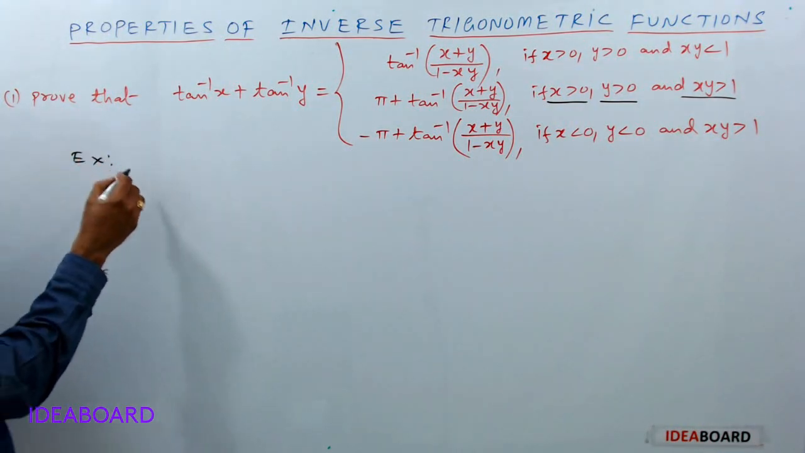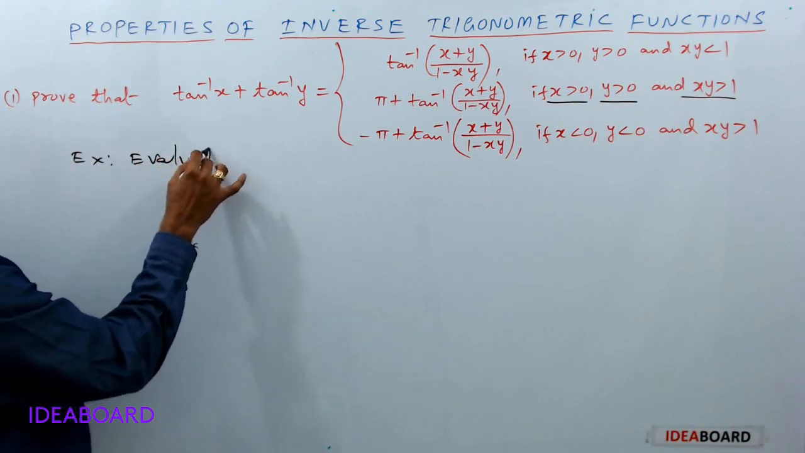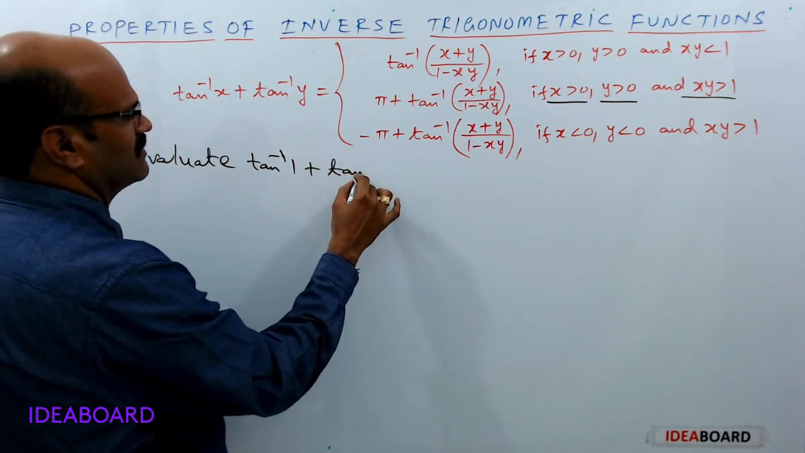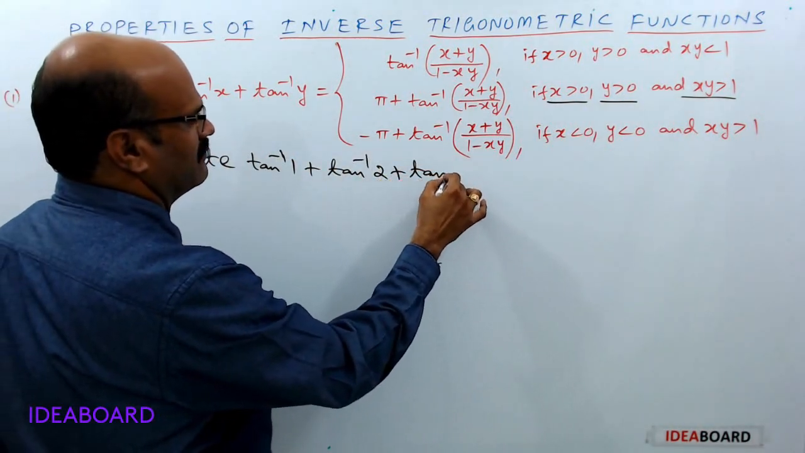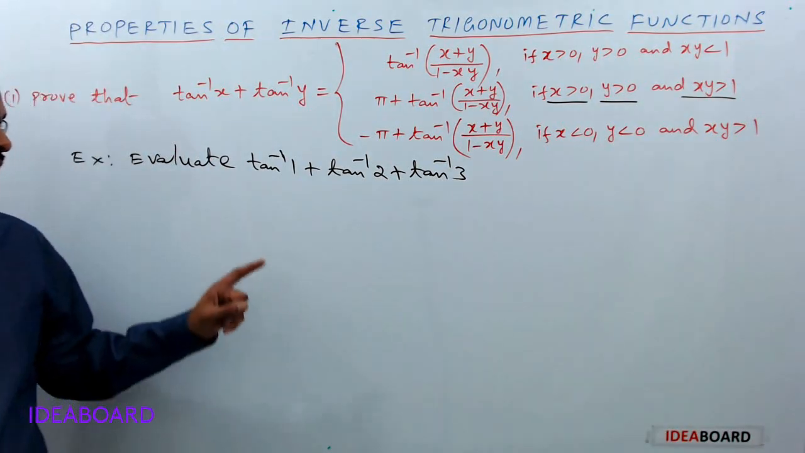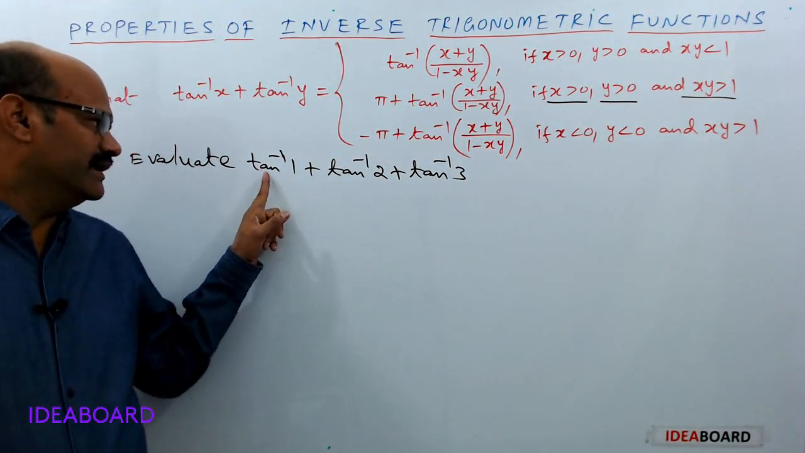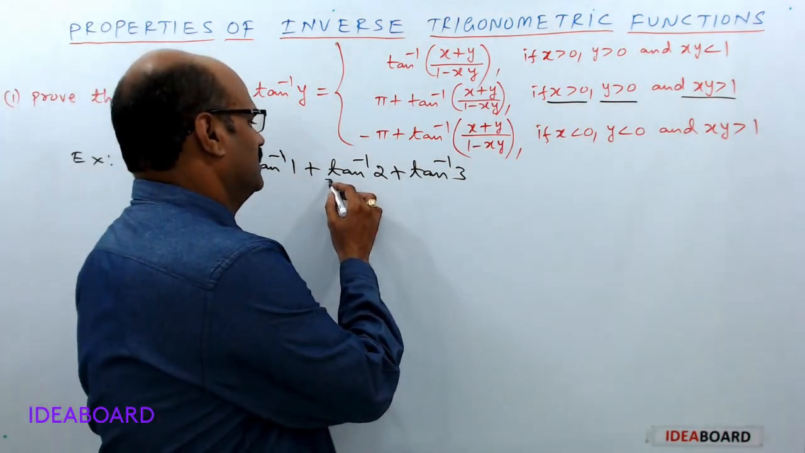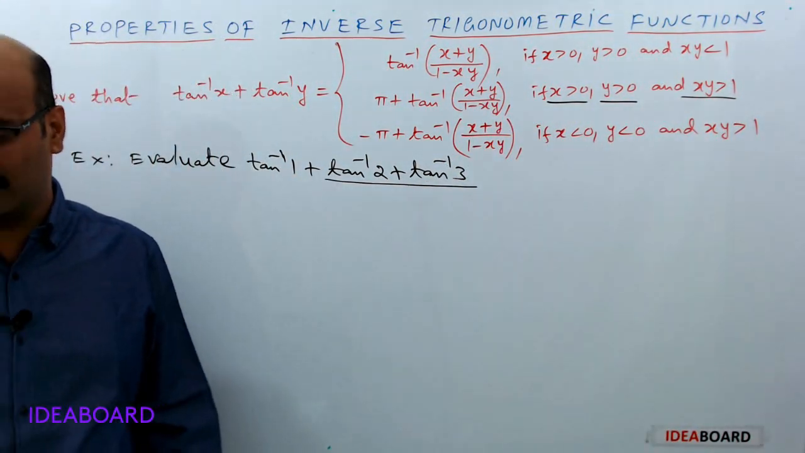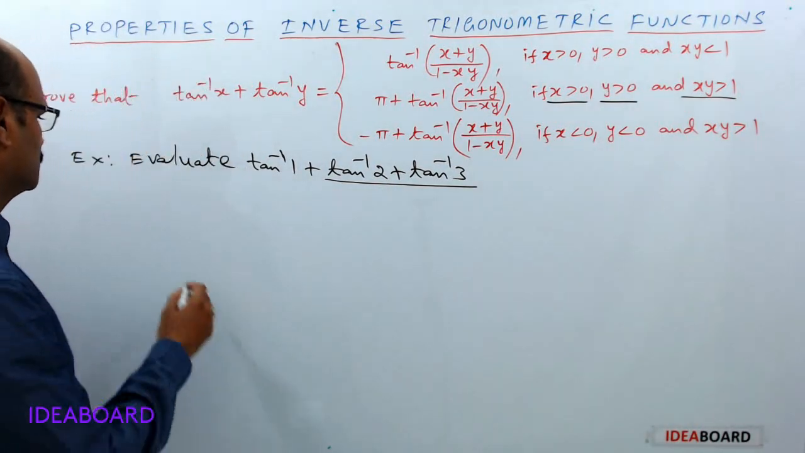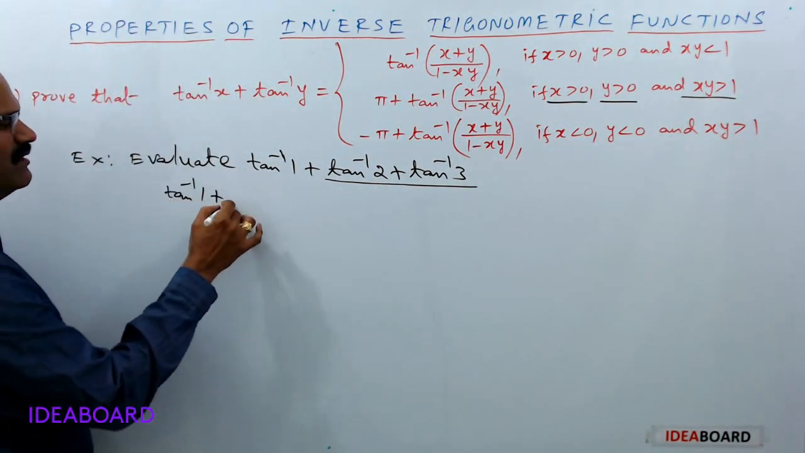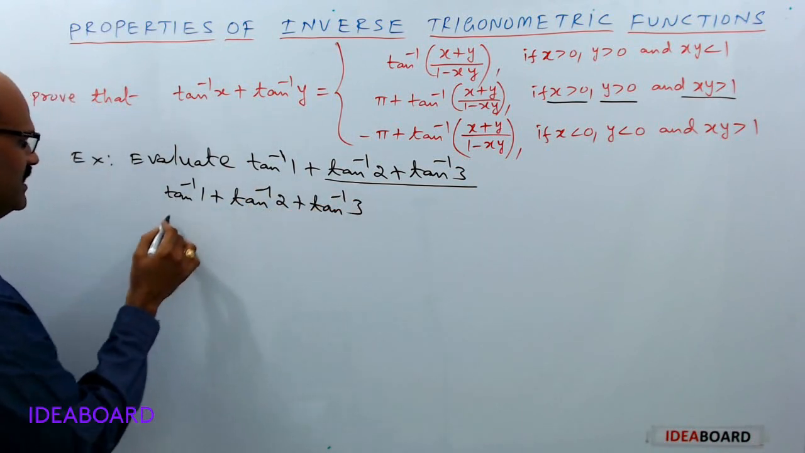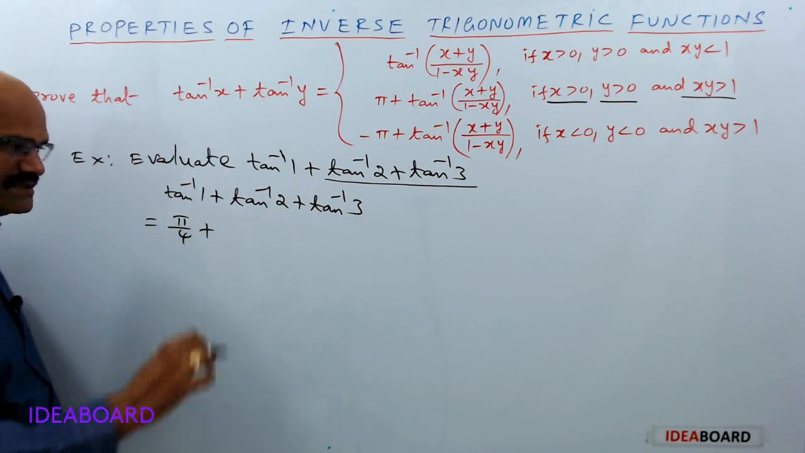Example: evaluate tan inverse of 1 plus tan inverse of 2 plus tan inverse of 3. Clearly, tan inverse of 1 equal to pi by 4. Now we have to simplify tan inverse of 2 plus tan inverse of 3. So take tan inverse of 1 plus tan inverse of 2 plus tan inverse of 3, where tan inverse of 1 equal to pi by 4 plus.